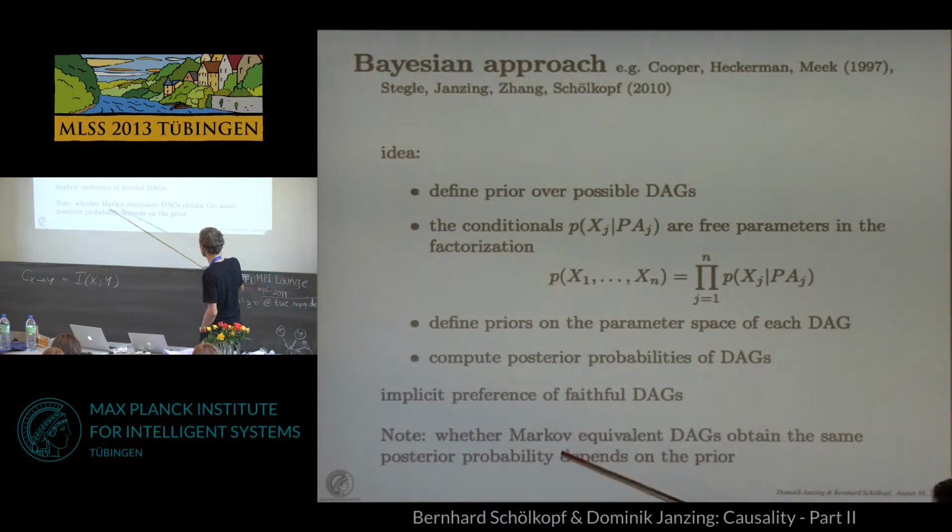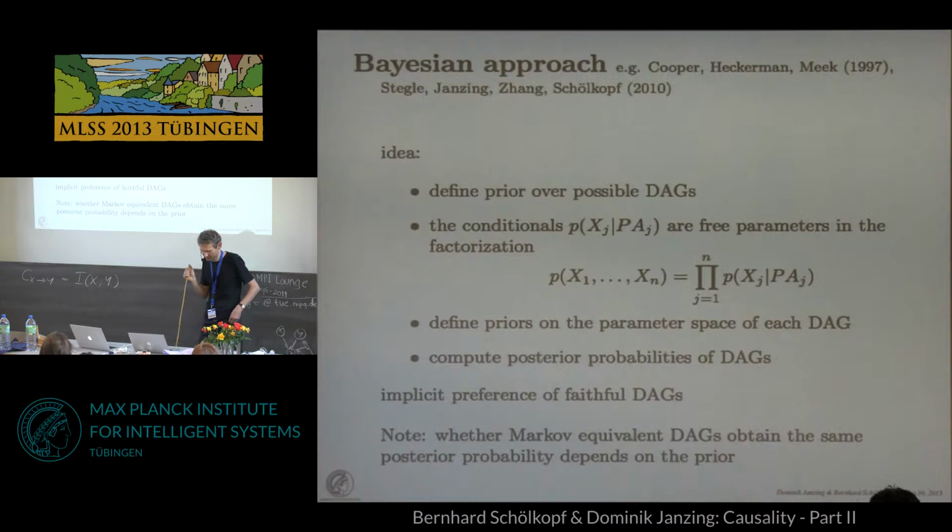one important point for us is that whether Markov equivalent DAGs obtain the same posterior probability heavily depends on the prior. And designing good priors is hard. And people have been working with priors for which Markov equivalent DAGs always get the same posterior probability.